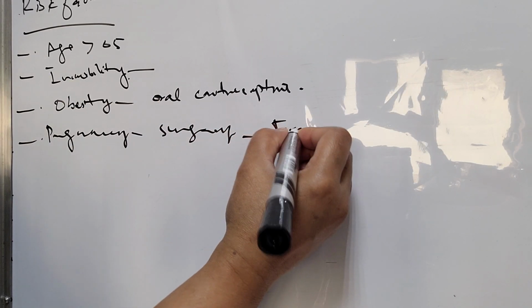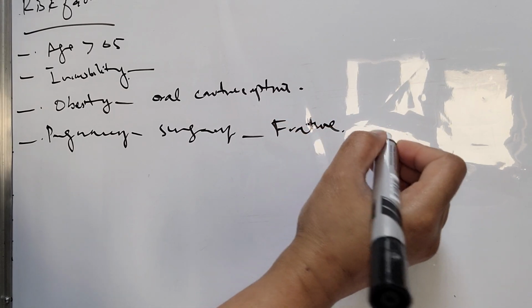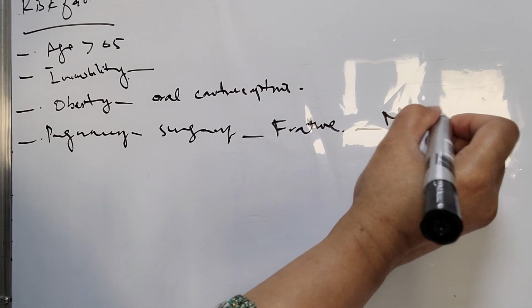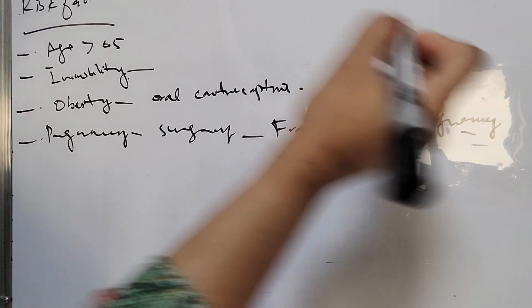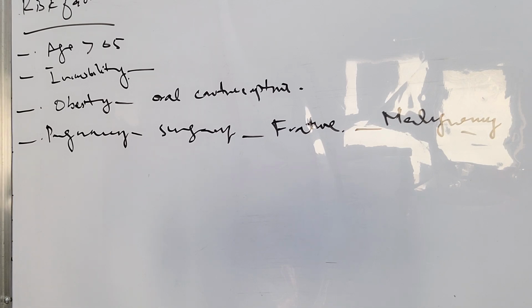Any fracture, malignancy. Some types of carcinomas also have this coagulation factors problem. So these are all the reasons for deep vein thrombosis.